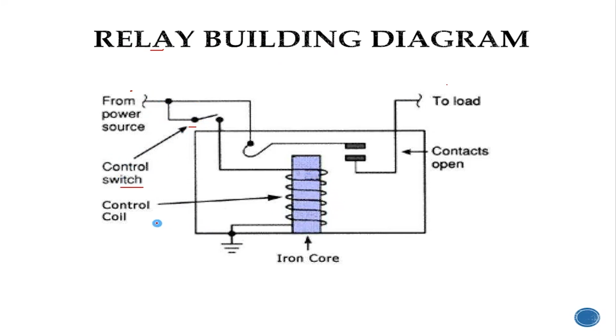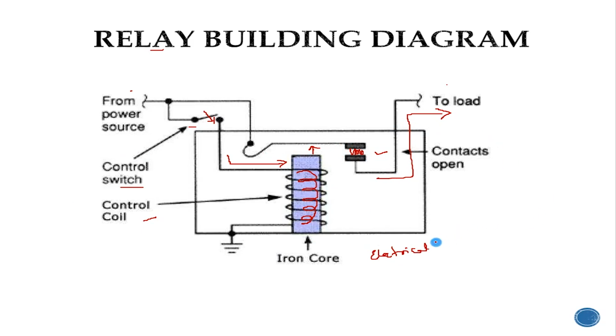And in this diagram, you can see the switch. This we call a control switch, and one control coil. And this we call contacts. When you turn on the switch, the current will start flowing to the coil, and the coil will generate magnetic energy which attracts the contacts. When the contacts get connected, the current will start flowing to the load.